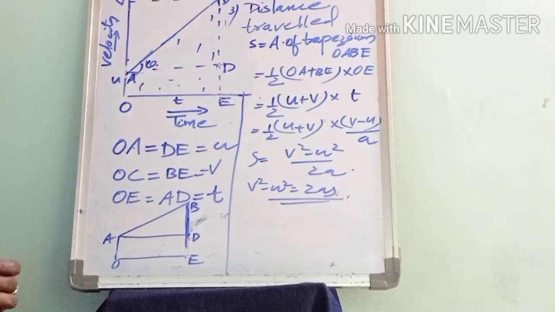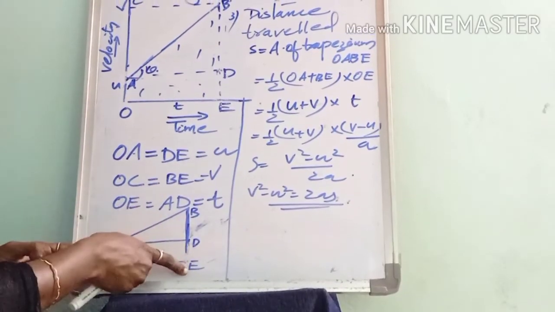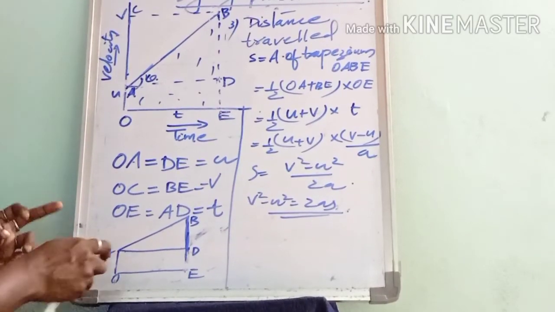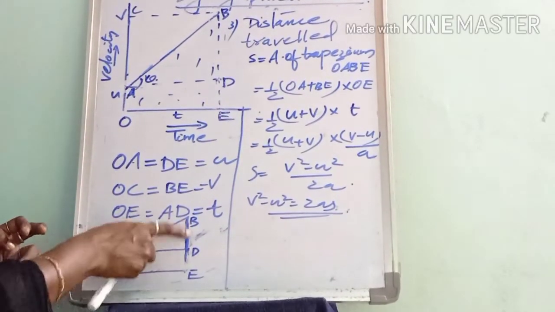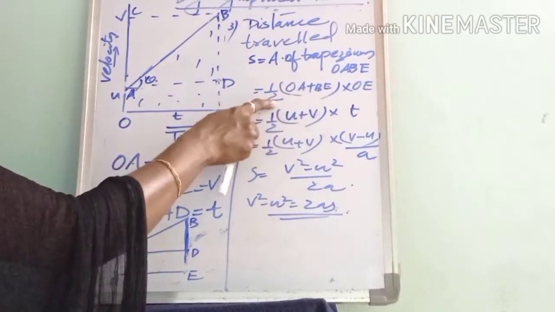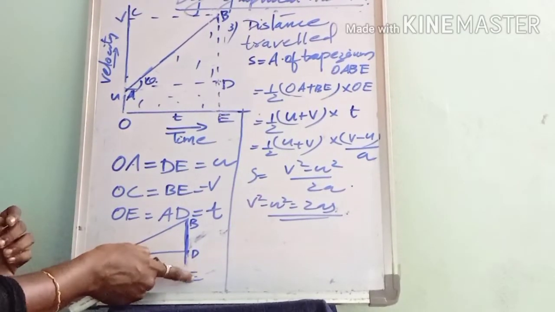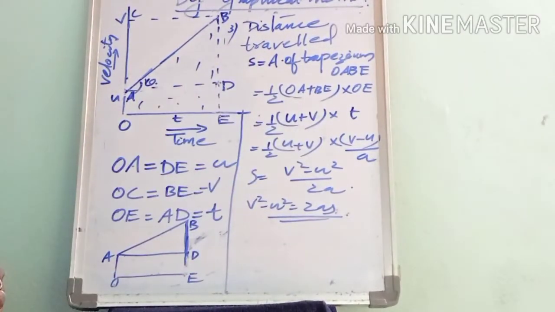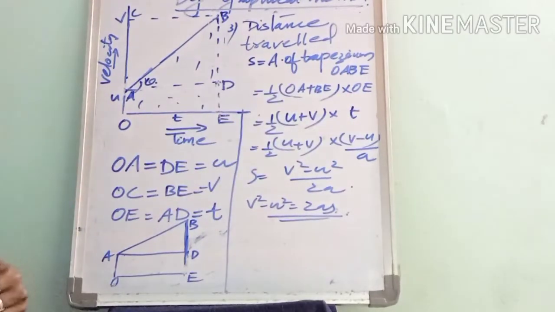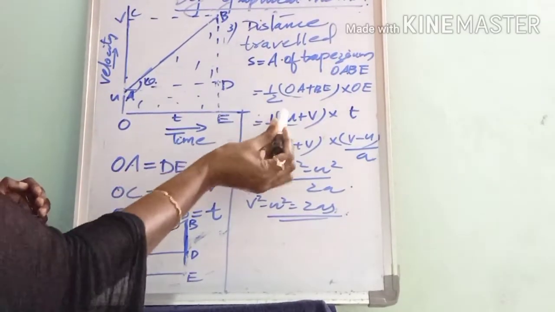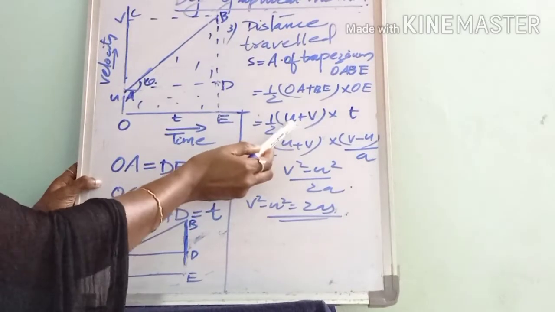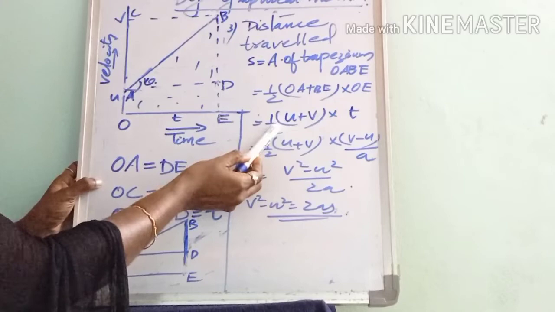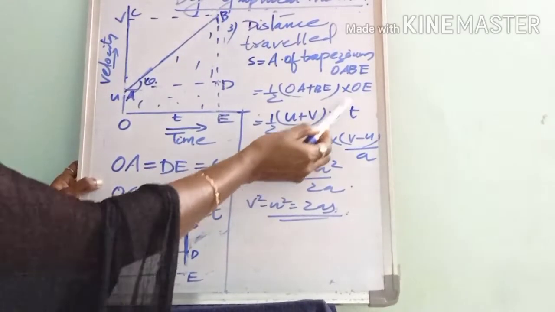So the area of the trapezium is the sum of opposite sides divided by 2. Here the opposite sides are OA and BE, so we can write OA plus BE by 2 into the distance between the sides, that is OE. Then we can substitute half into, what is OA? U, plus what is BE? BE is equal to V. So we got half U plus V into OE.